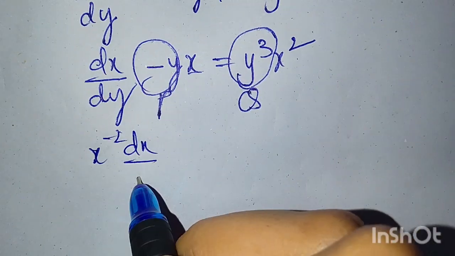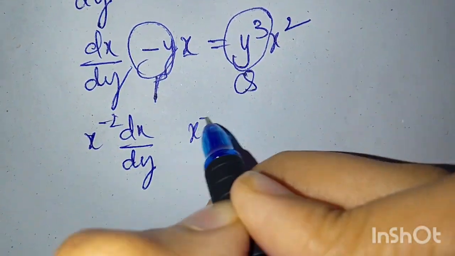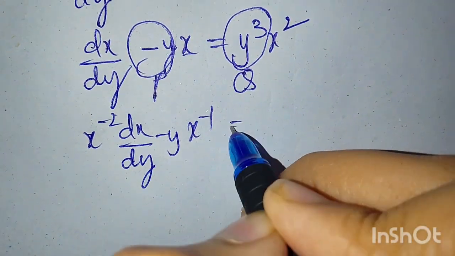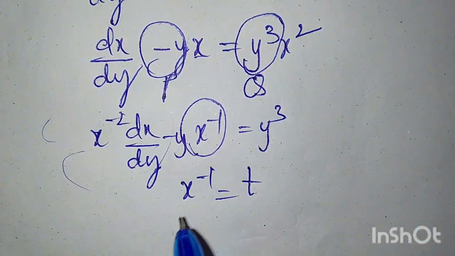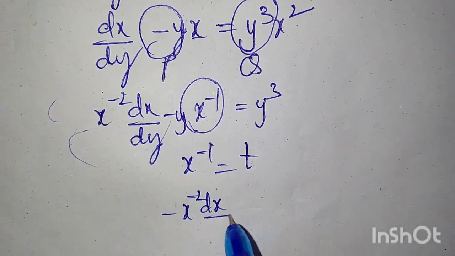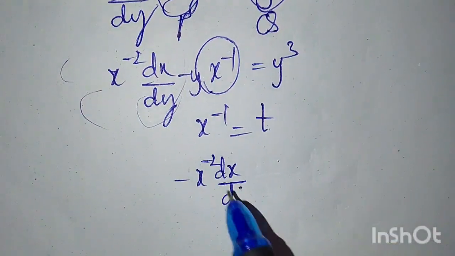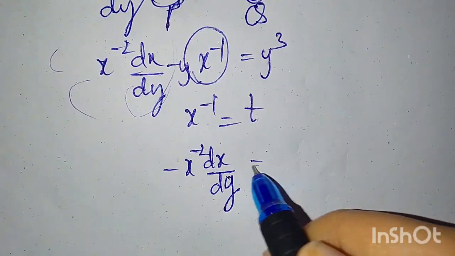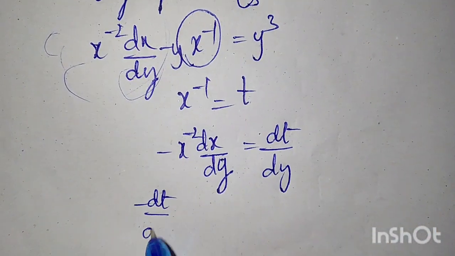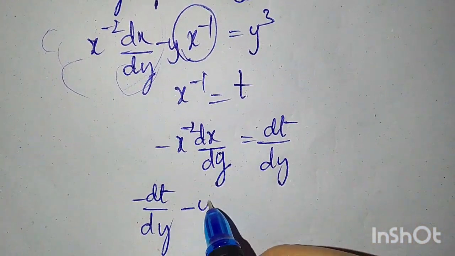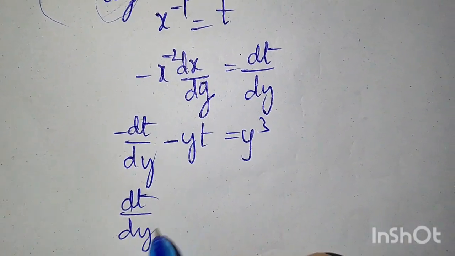So now the derivative is formed. We have to take substitution. So x power minus 2 becomes x power minus 1. And this side will be y cube. So I'll put this equal to some t. So then I'll get my derivative dx by dt. So see, now I need dx by dy. So I'll differentiate with respect to y. Okay. So now I can write it as minus dt by dy, and this minus yt is equal to y cube. So this is a linear differential equation in t.